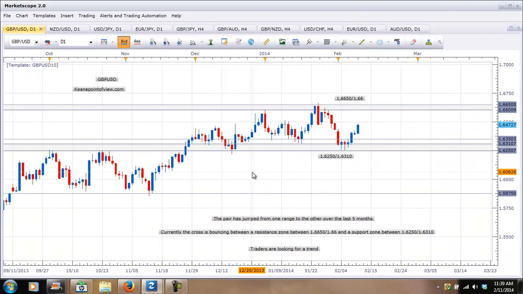The Great Britain USD, same thing. We're sitting right about mid-range, though. Well, not the same thing. Still need a break of that 166.50, 163.10, 162.50 range before we could really get anything going in that cross.